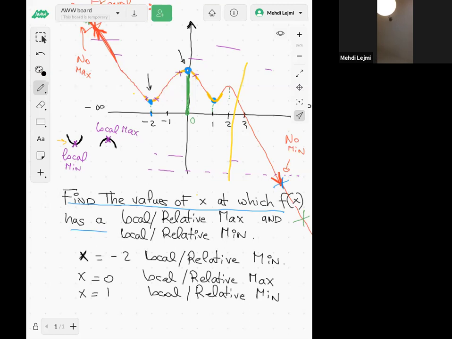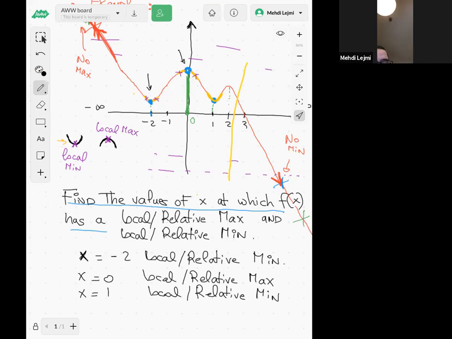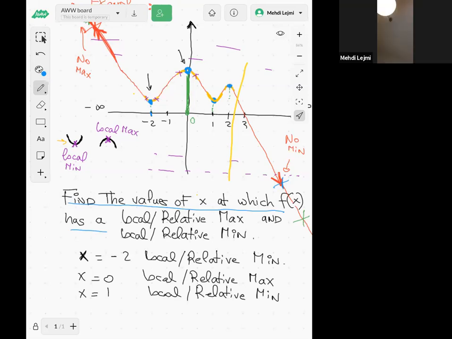Okay. So any guess what will be the next? Is there any other local minimum or local maximum? 2 is local maximum. Yes, very good. So you see at 2, guys, you have this small mountain here. So the top of the mountain, that will be your local maximum. So that's x equal to 2. That's also a local or relative maximum.